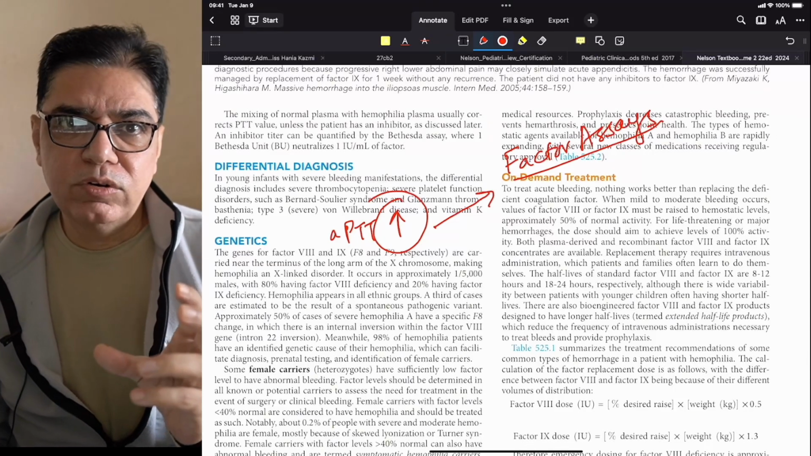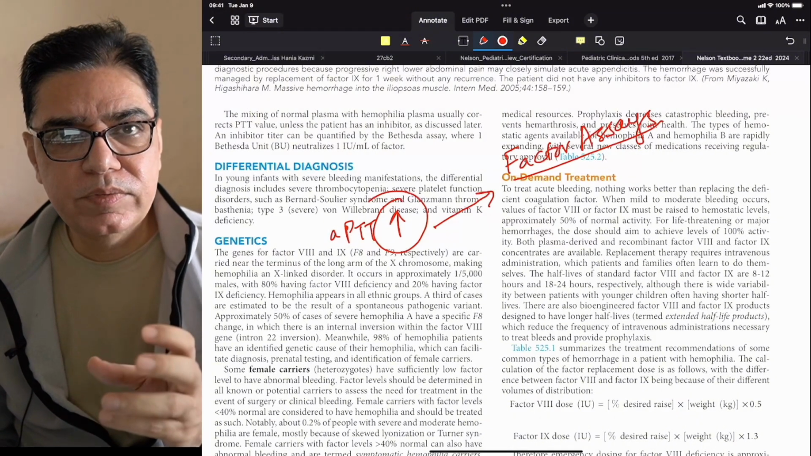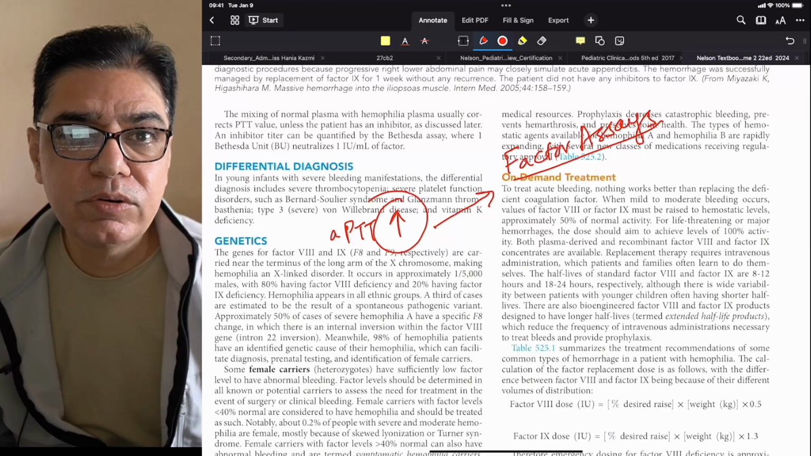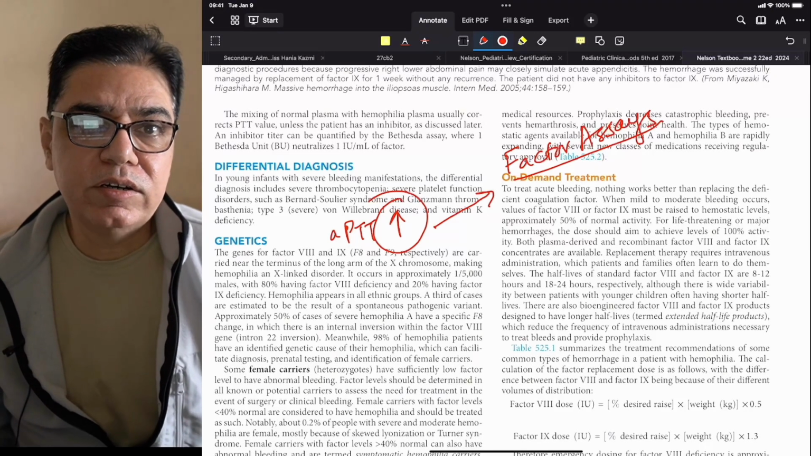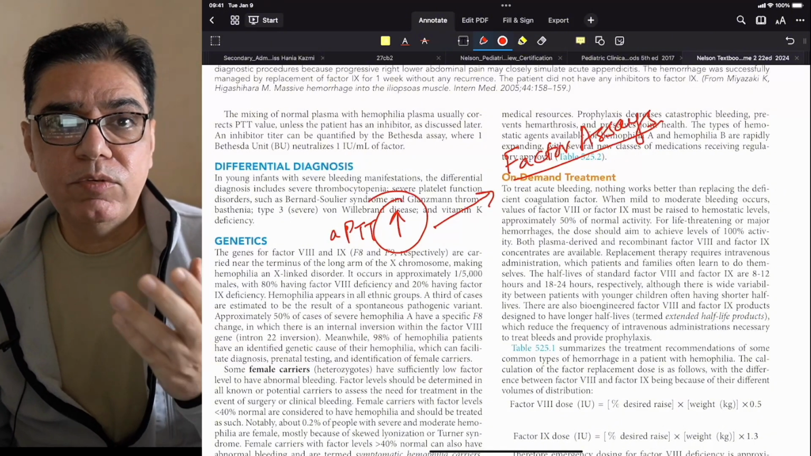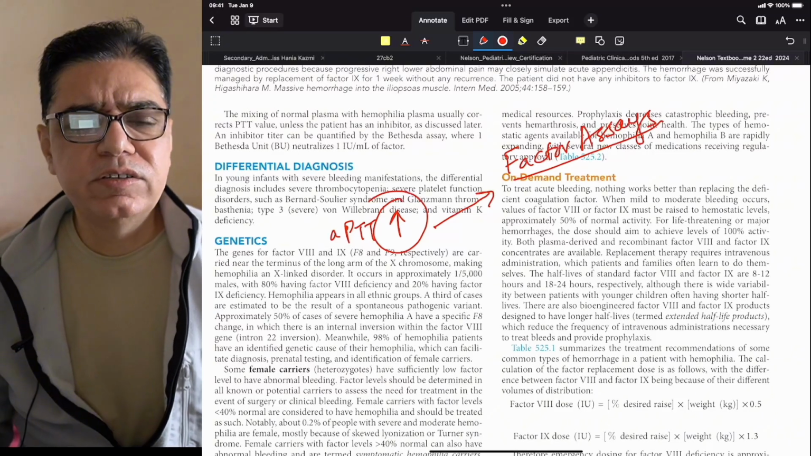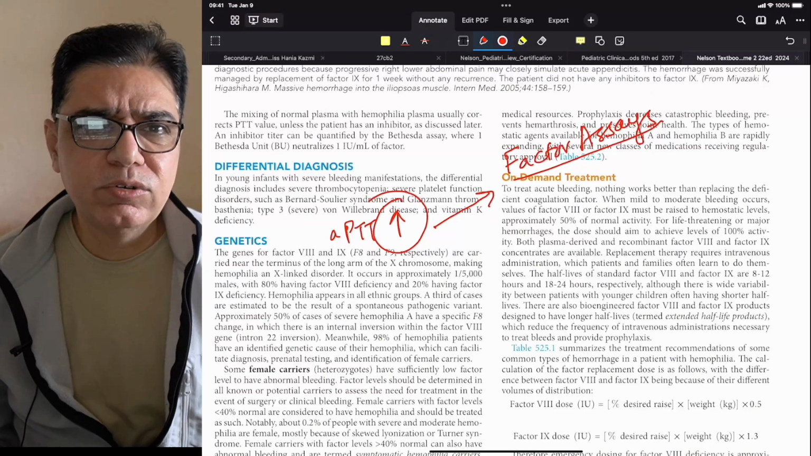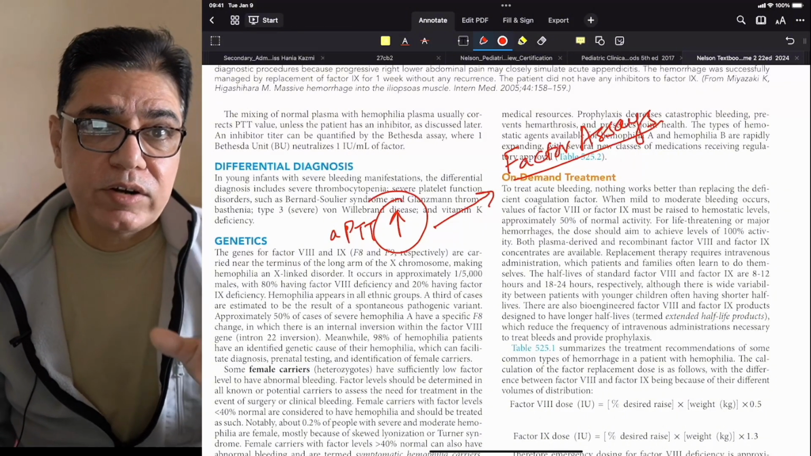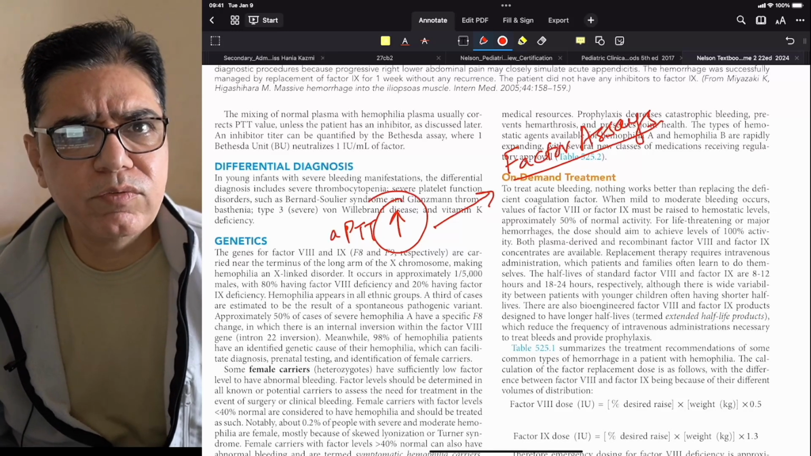Whatever factor is being considered, if it is corrected by adding normal plasma, it means that there was a deficiency of that particular factor, and the child is then diagnosed with hemophilia, whether that's hemophilia A, hemophilia B, or hemophilia C. Further genetic studies can also be done, but for clinical diagnosis, a prolonged APTT with reduction in the particular factor levels, which is corrected by the mixing studies, is good enough for making the diagnosis.